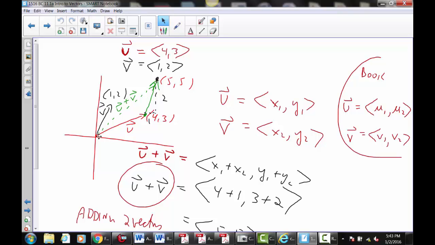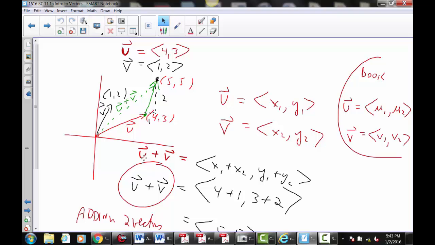Then if you were to take an object, for example, and push it first from 0, 0 to 4, 3, and then you push that object from the point 4, 3 to the point 5, 5, then the equivalent would be to have simply moved it from 0, 0 to the point 5, 5. So it turns out it's the diagonal of this parallelogram that you have created right here.